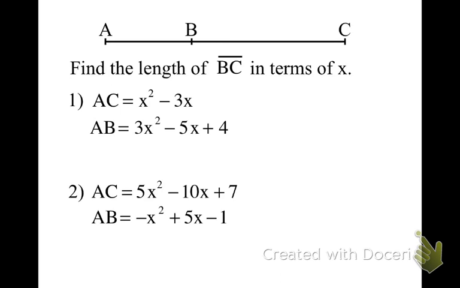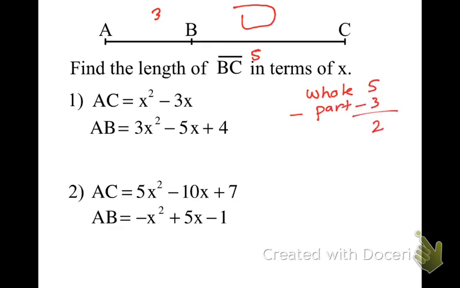Find the length of BC in terms of x. Okay. So really this is about creating an equation. We know the whole part. From A to C, we know it's equal to x squared minus 3x. So I know the whole. So let's say I had something like this: the whole thing is 5, and this is 3 and 2. If I wanted to get this missing measurement right here, wouldn't I take the whole and subtract the part? Right? 5 minus 3, and we get the other missing part.